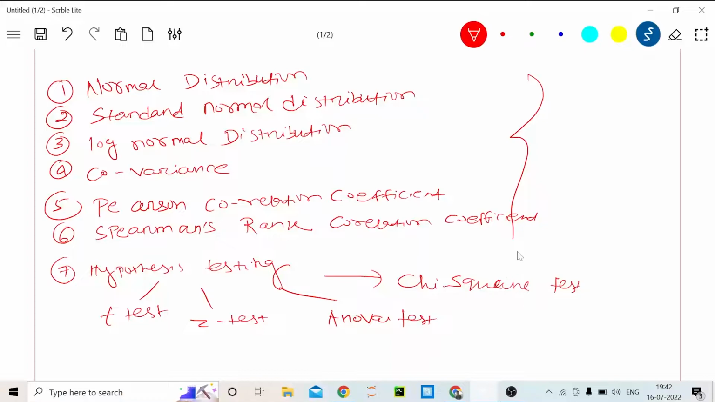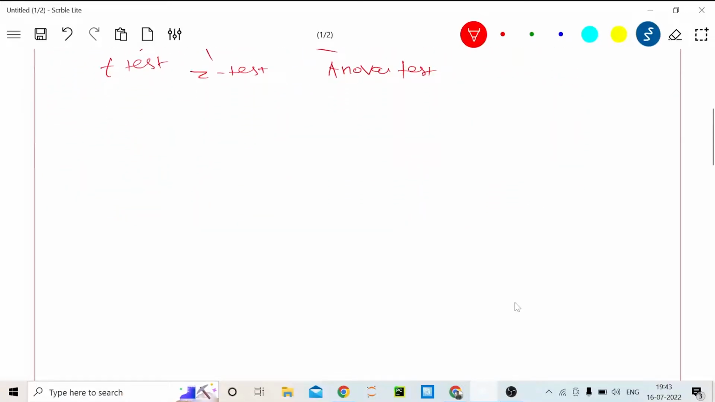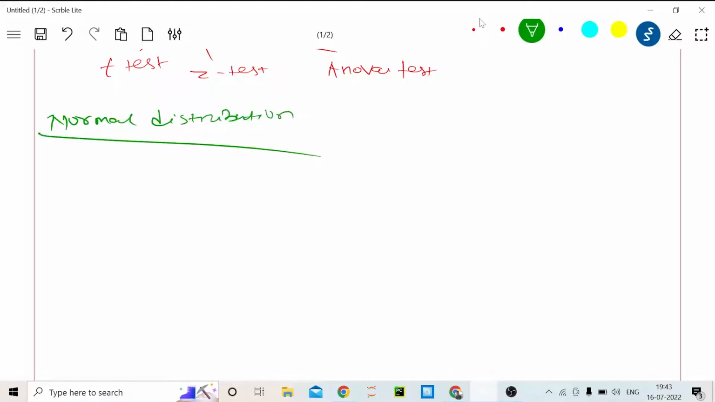Then we will start from normal distribution. I am writing here: normal distribution. Normal distribution is also called Gaussian distribution. I have written Gaussian distribution here also.